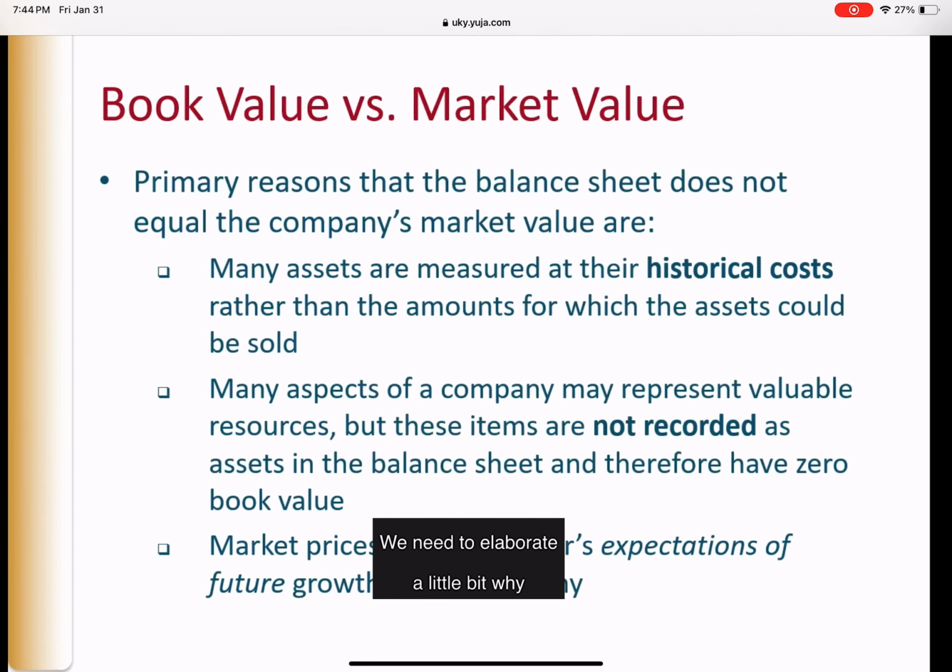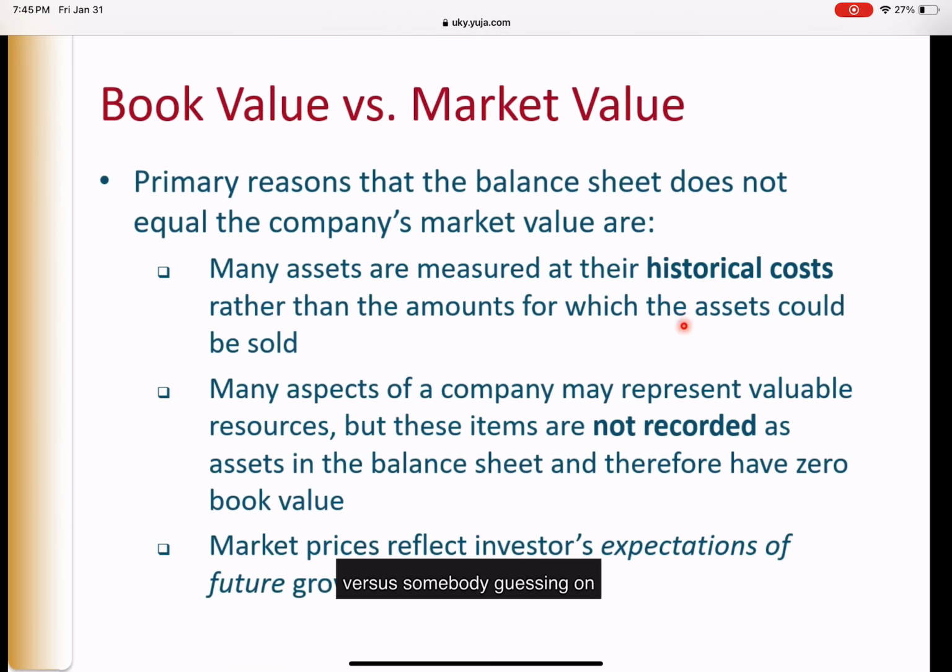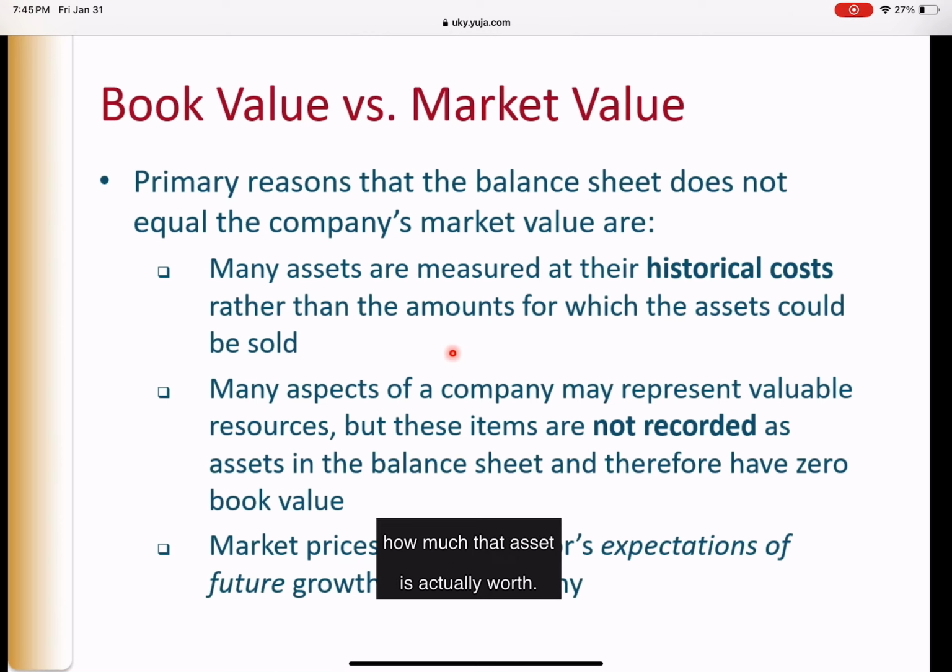I need to elaborate a little bit why the book value is different than the market value of a company. As I mentioned on the previous slide, many of your assets, in fact most of them, are listed at historical cost rather than the amounts the assets could actually be sold for today. And some of you might be thinking, well, why don't we just show them at their market values? The reason for that is it's very subjective to say, well, what could we get for this land, or what could we get for this unique plant site where there's nothing to really compare it to. So that's why the accountants stick with historical costs. It's verifiable, it's very objective what we paid for it, versus somebody guessing on how much that asset is actually worth.